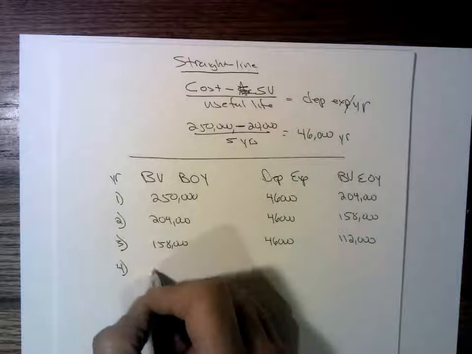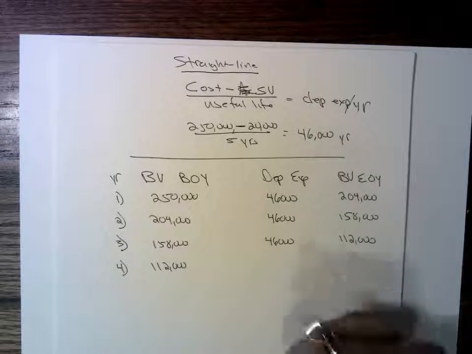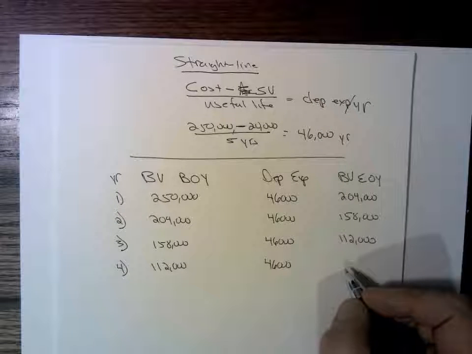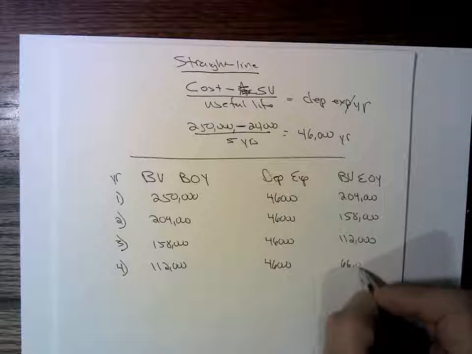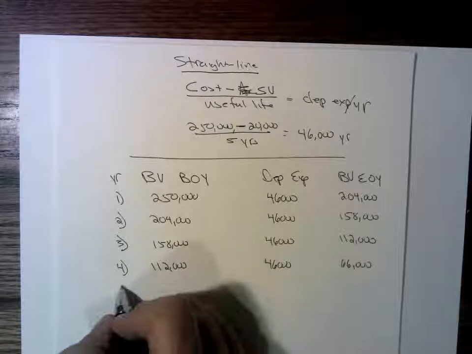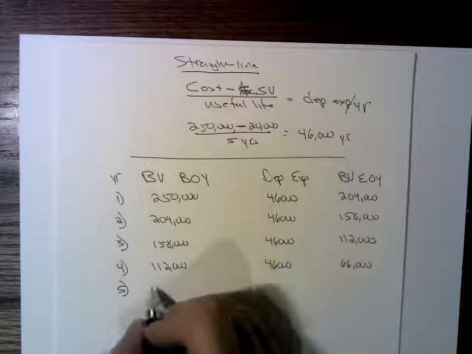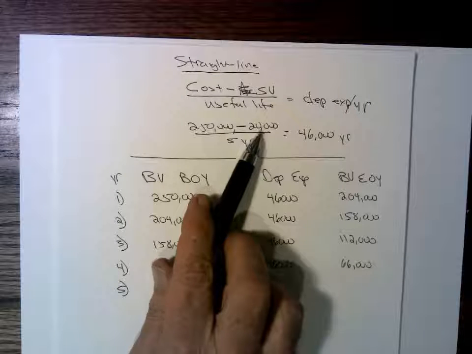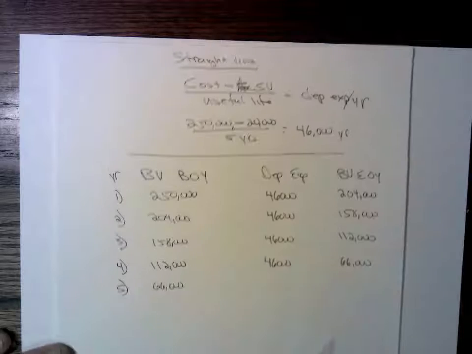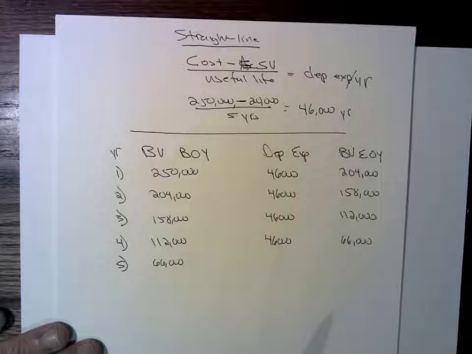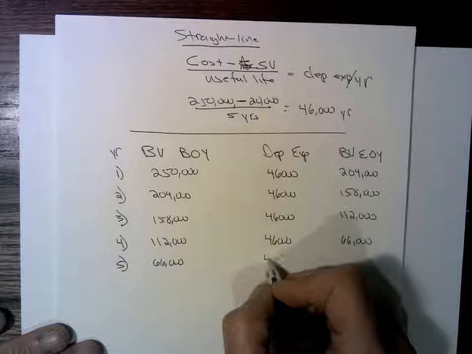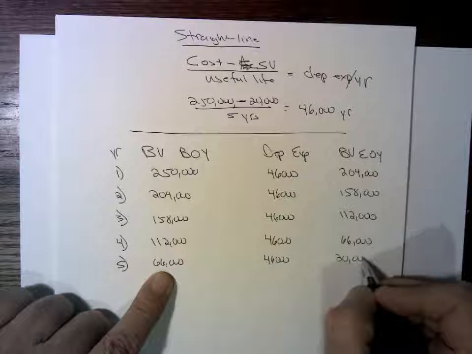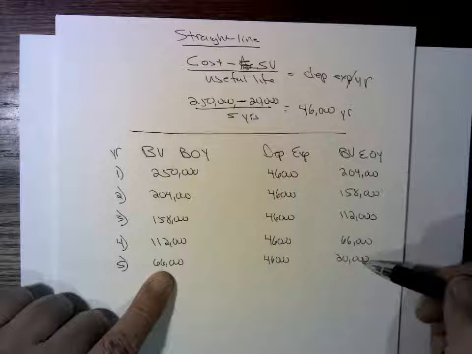158 minus 46 gives us $112,000. Year 4, we start with $112,000. We depreciate another $46,000. And now we're down to what? $66,000, right? Our last year of depreciation, now we got to pay attention, right? $66,000. We got to have a book value of this thing at the end of its life of $20,000, right? So we need to make sure that we land on $20,000. So 66 minus 46 gives us $20,000 book value at the end of its life.